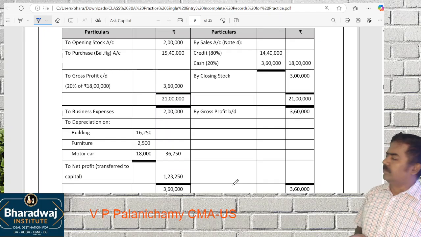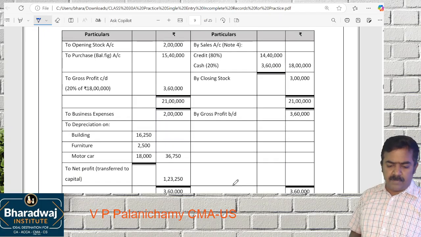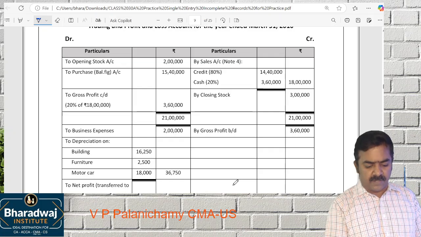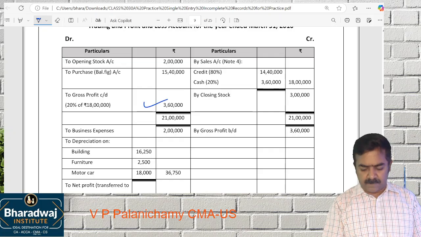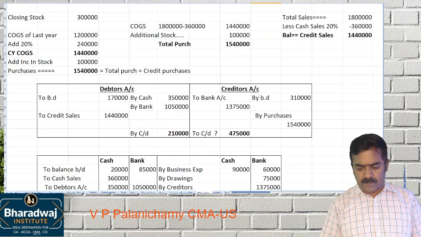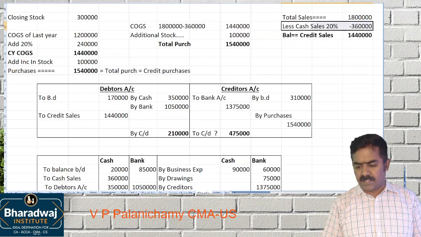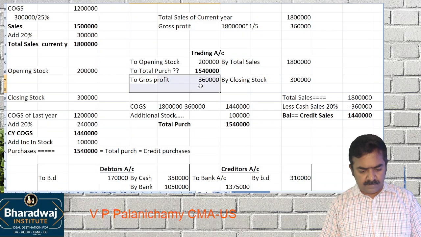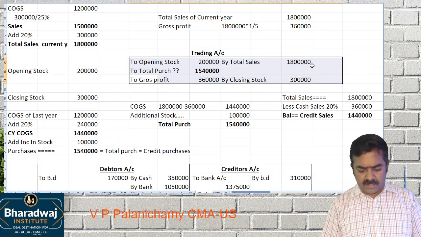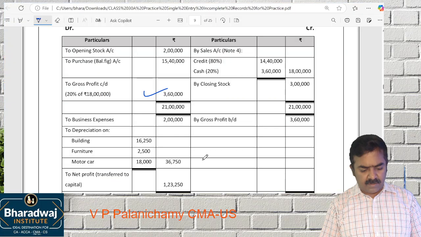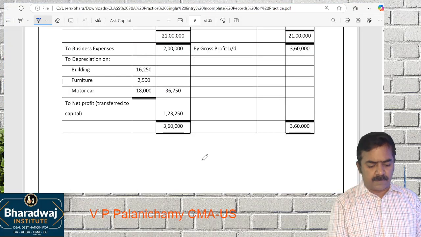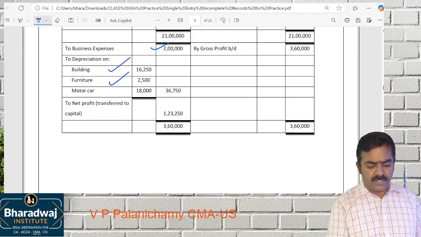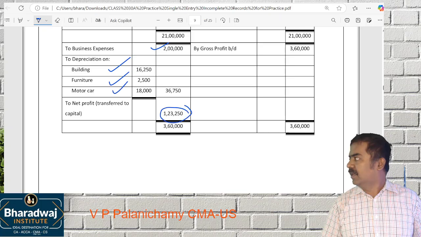You can now check your trading and P&L account. This is what we have done to find out purchases as a balancing figure. Gross profit 3,60,000 that we worked out. Trading account we have already done. In the P&L account, charge business expenses and depreciation on building, furniture and motor car as given. Balancing figure will be nothing but net profit.